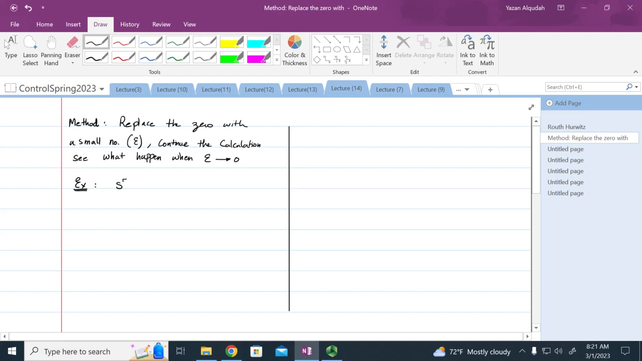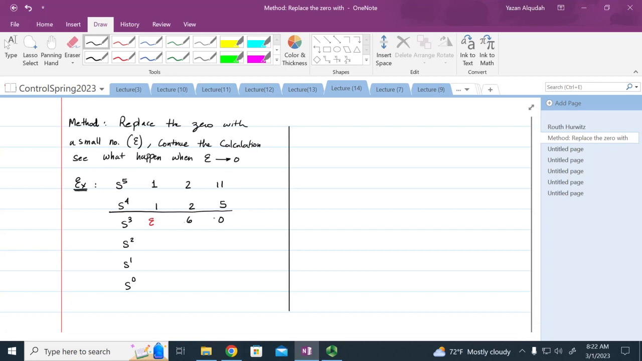We had s to the 5, s to the 4, s to the cube, s to the 2, s to the 1, s to the 0. And this was a 1, a 2, and 11. This was 1, 2, and 5. So the first entry is a 0. I'm going to replace it with epsilon. The second entry is a 6, and the third entry is a 0. So I'm going to proceed with this epsilon.